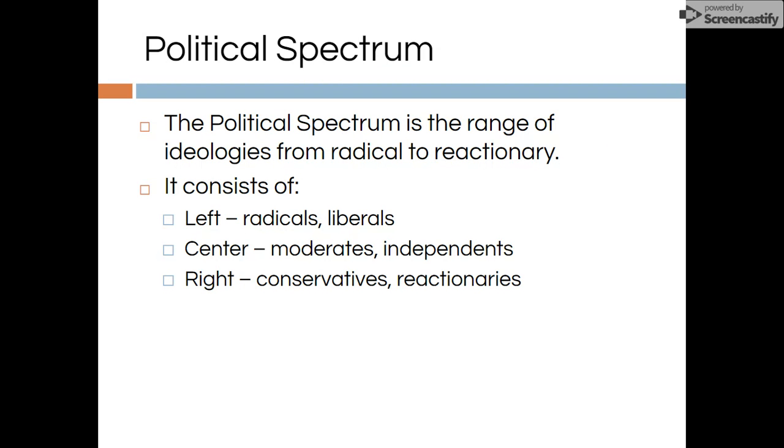Next thing you need to know is political spectrum. The political spectrum is the range of ideologies, those political beliefs, from radical to reactionary. Now, the political spectrum consists of the left side of the spectrum, which is radicals and liberals, the center of the spectrum, and kind of think of it as like a number line, okay, are the moderates and independents. And then on the right side of the spectrum are conservatives and reactionaries. And in a little bit, you'll get to see a visual of what this political spectrum looks like.